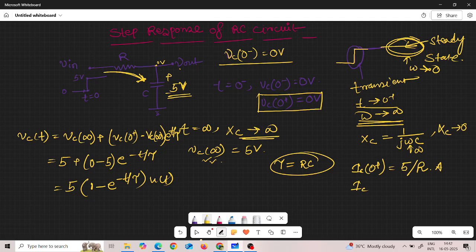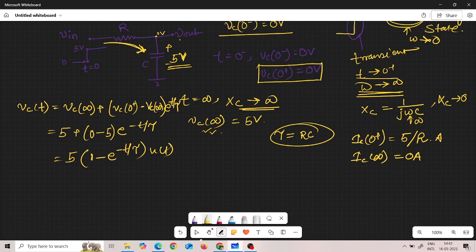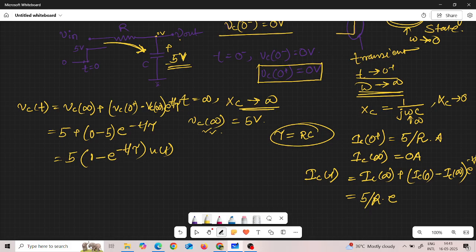So IC of infinity is 0 ampere. Now what will be the equation of the current? We can write IC(t) = IC(infinity) + [IC(0) minus IC(infinity)] into e to the power minus t by tau. So its value becomes 5 by R into e to the power minus t by tau into u(t).